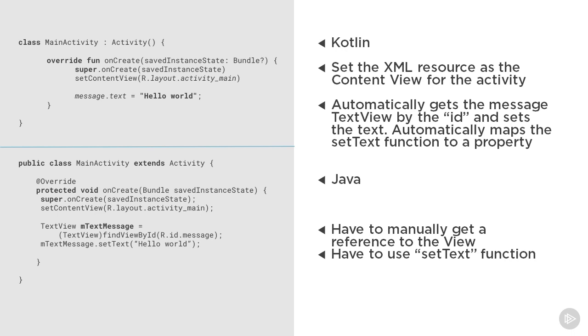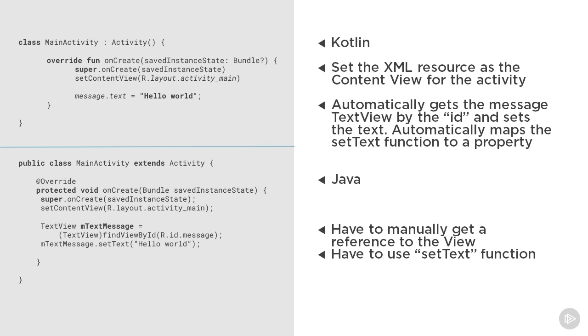This seems intuitive, but there is a lot going on under the hood of Kotlin that is secretly making our lives so much easier. For example, auto-mapping the text view by its ID in the XML to a property on our activity, as well as mapping the Java setText function to a property that is settable in the TextView class.